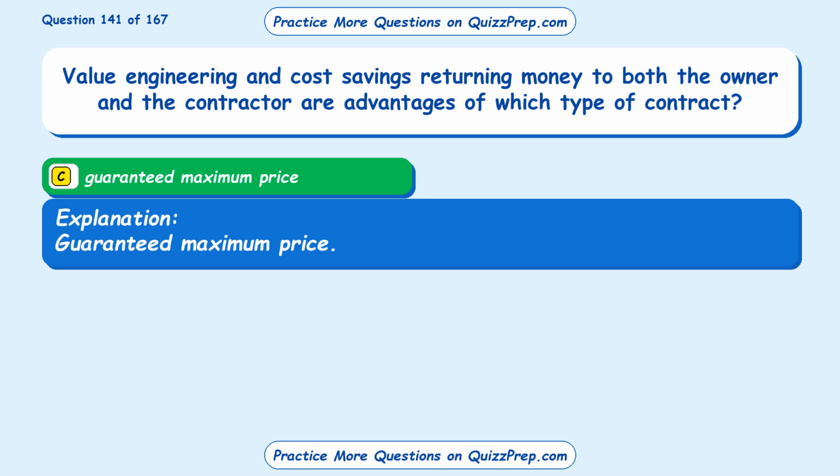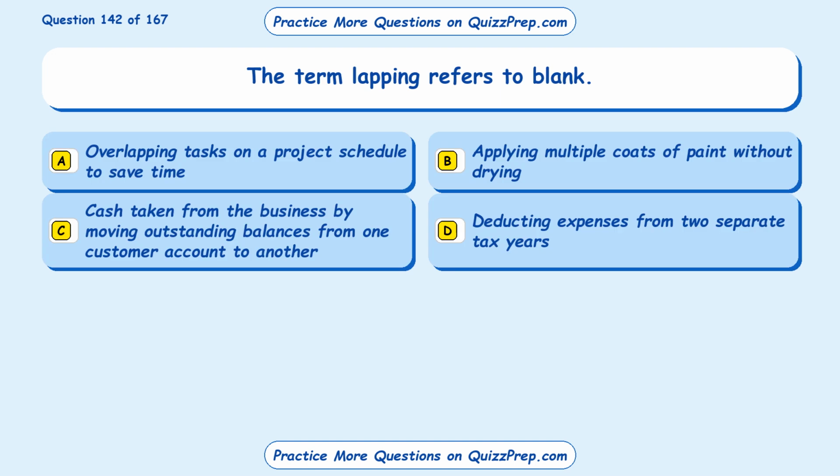Guaranteed maximum price. Question 142. The term lapping refers to blank. Option A, overlapping tasks on a project schedule to save time. Option B, applying multiple coats of paint without drying.